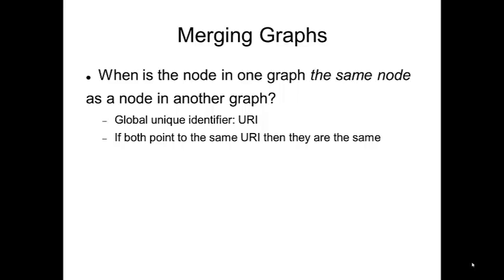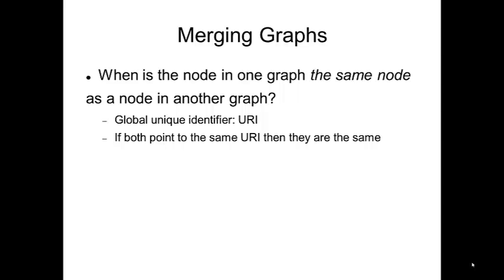But one of the problems we have with doing that is we have to decide when is the node in one graph the same as the node in the other graph, because that's how we connect them together, when they're the same. But the problem is, when are they the same? So the way they do it in the semantic web is to effectively use a global unique identifier, and that global unique identifier is a URL, a web address. And basically, if both items in the graph point to the same URL, then they're the same thing.